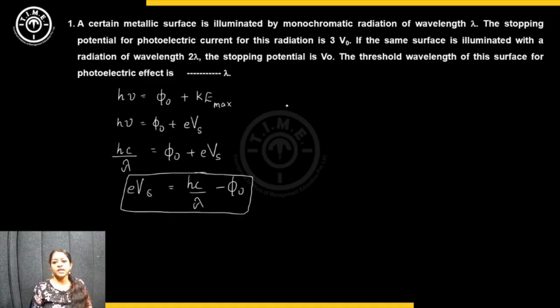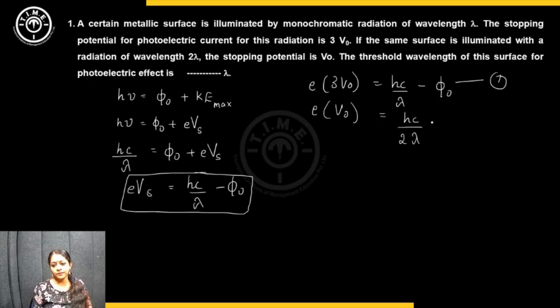Okay. Now, take the first case. It is given that when lambda is the wavelength of the incident radiation, the stopping potential is found to be 3V0. So in place of Vs, you substitute 3V0 and form equation number 1. So, e into 3V0 is equal to hc by lambda minus phi 0. Let this be equation number 1. For the second case, it is given that when radiation of wavelength 2 lambda is incident, the stopping potential is V0. So in place of Vs, you substitute V0, and in place of lambda, you will have 2 lambda. Okay, so that is equation number 2.